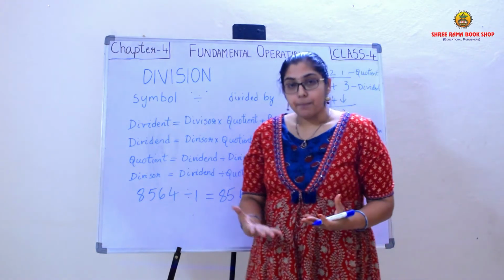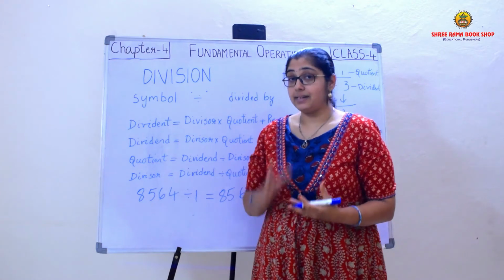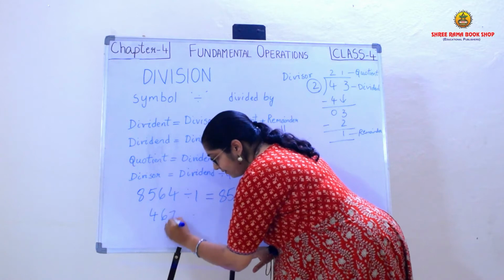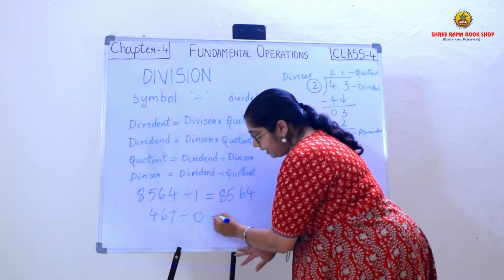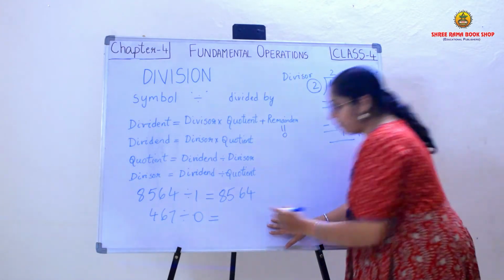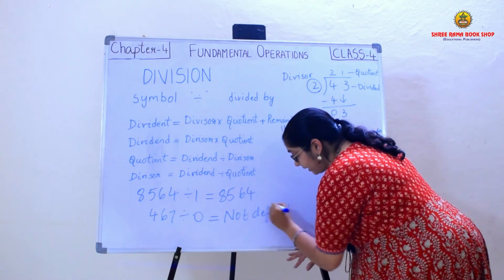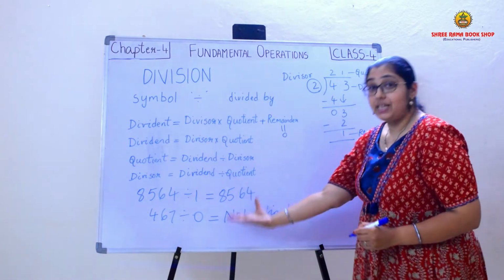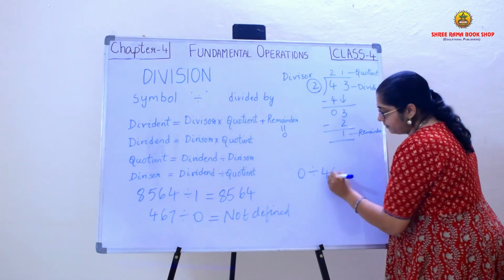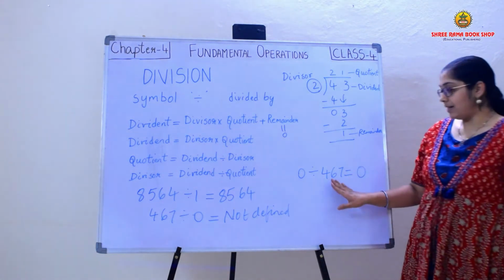And if a number is divided by 0, listen carefully, children. If a number, suppose 467, is divided by 0, then the answer is not defined. We cannot divide any number by 0, so it is not defined. But if 0 is divided by any number, if 0 is divided by the same 467, then the answer is 0. Did you understand now?